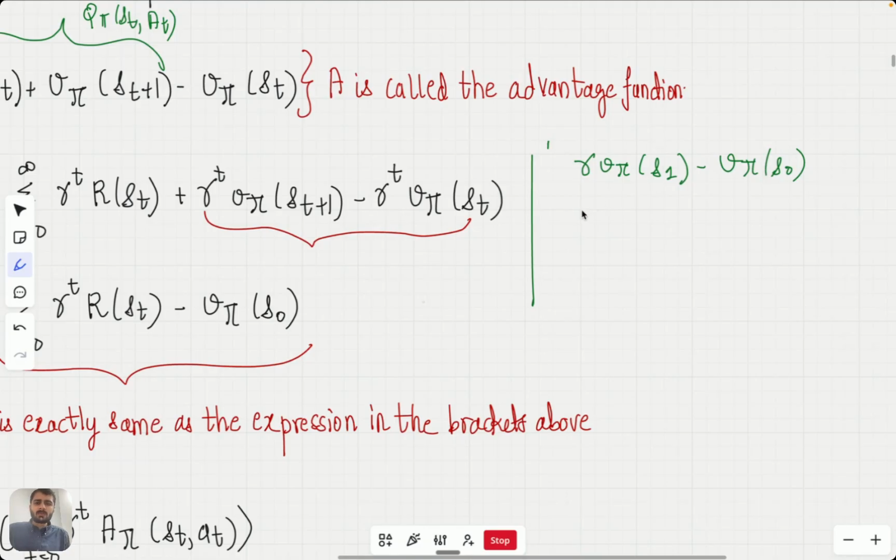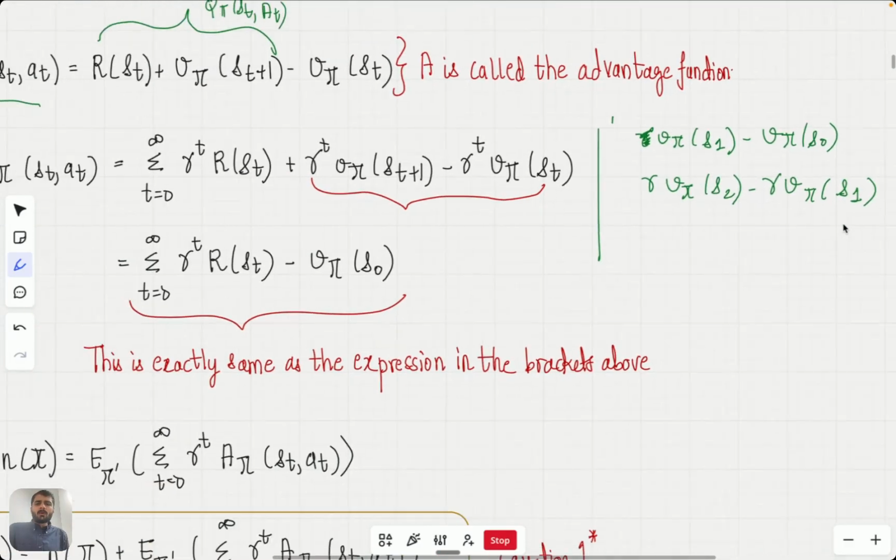Now for t equal to 1, okay, this does not have gamma here because we consider t equal to 0 as the first step. For t equal to 1, we have gamma times v pi of S2 minus gamma times v pi of S1.